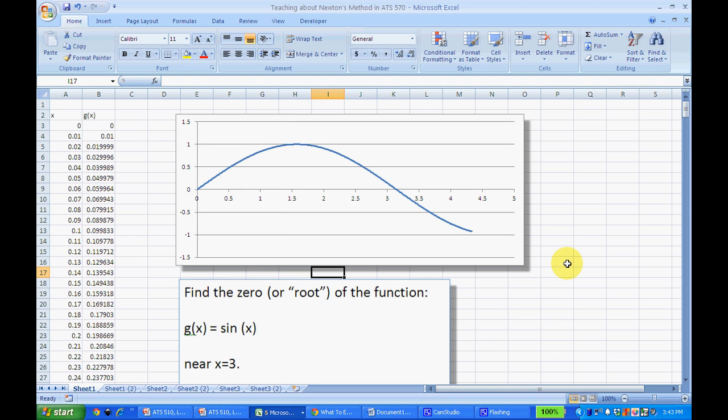Hello meteorology students, Dr. Schrage here, and I want to demonstrate how you use Newton's method to solve for the roots of an equation, and you can do this in Excel.